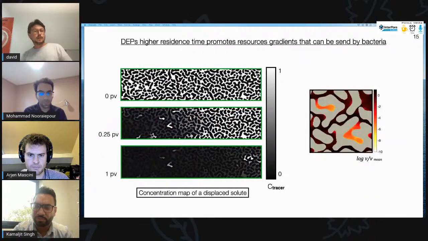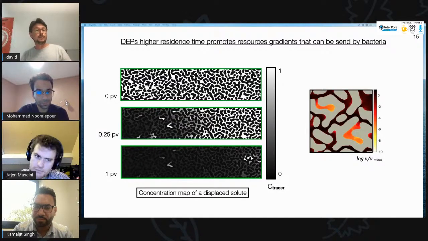We know that flow heterogeneity can sustain chemical gradients that can often also be sensed by bacteria. In the left panel, we see a concentration map of a tracer being washed out by another solution in this channel. You can see the strong gradients of the tracer occurring in time in proximity of the dead-end pores, where of course the residence time is much higher.